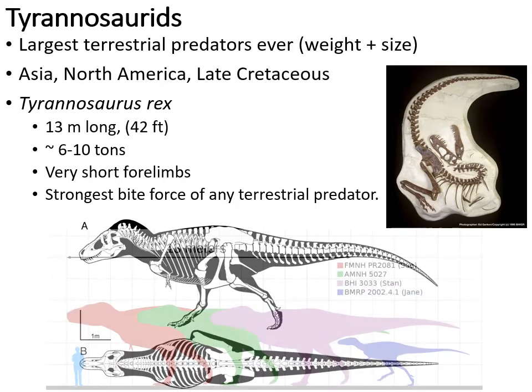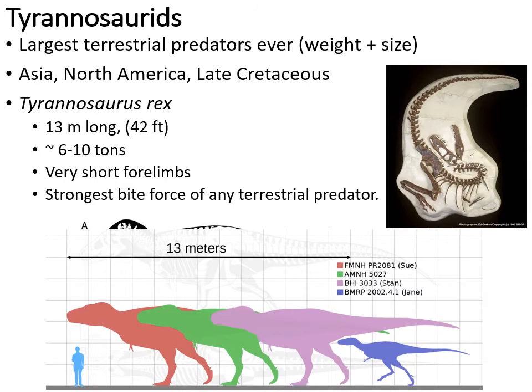But we have a number of specimens of T-Rex, from Sue to the famous AMNH specimen 5027, the Stan specimen, BHI 3033, which I mentioned in the comments section, recently sold for a ridiculous amount of money. And then we have this little specimen called Jane, which I want to talk about a little bit more here.